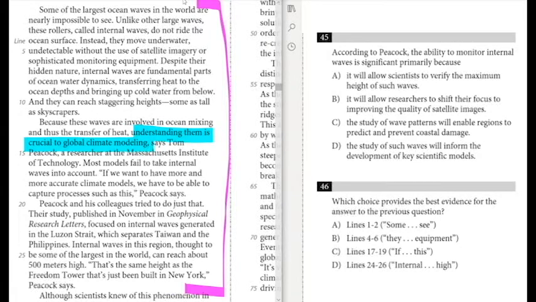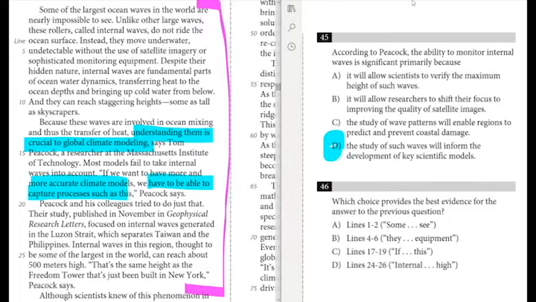Why? Well, right here, starting around line 12, it says, "Because the waves are involved in ocean mixing and the transfer of heat, understanding them is crucial to global climate modeling. Most models fail to take internal waves into account. If we want to have more accurate climate models, we have to be able to capture processes such as this." So, in our own words, the ability to monitor internal waves is significant because it'll help us to create better climate models. And that exactly matches answer choice D.